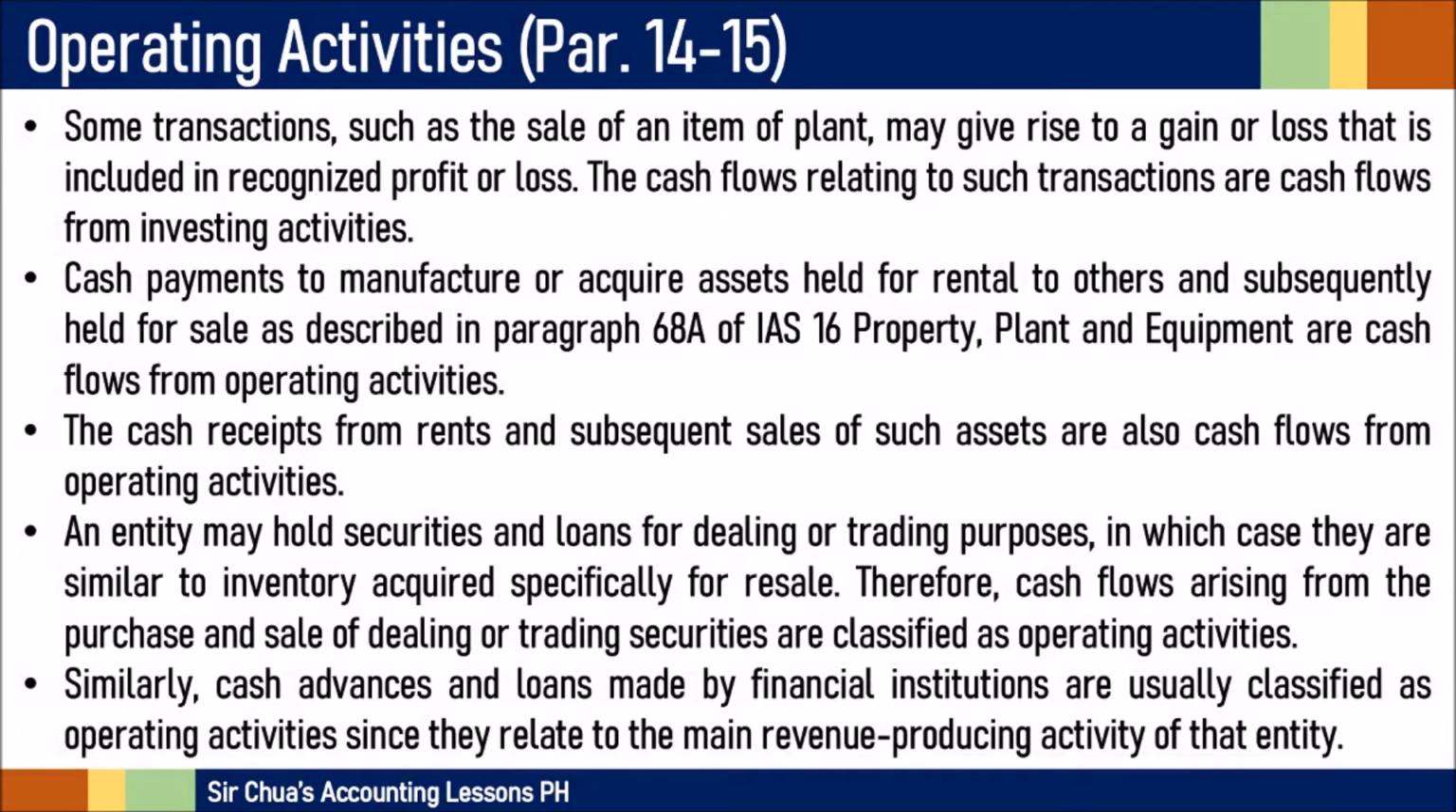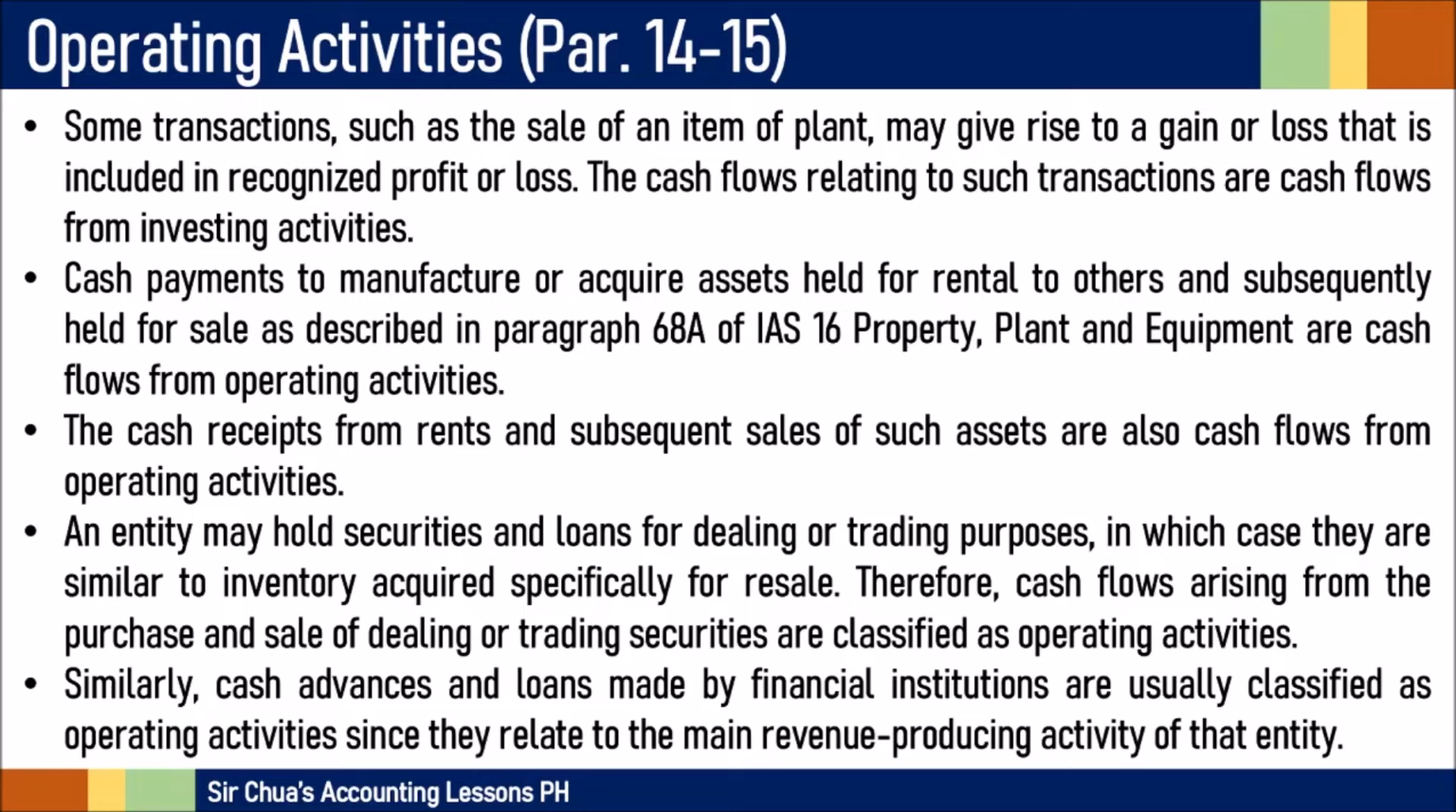Now, some transactions, such as the sale of an item of plant, may give rise to a gain or loss that is recognized in profit or loss. It's included in PL. However, the cash flows relating to such transactions are cash flows from investing activity. So later on, when we will be preparing your statement of cash flows, the effect of the gain or loss in the sale of plant assets will be eliminated in the cash flow from operating activities, and then the cash that you receive from the sale of those plant assets will just be part of your investing activities. Later on, you will understand it when we have numbers already.